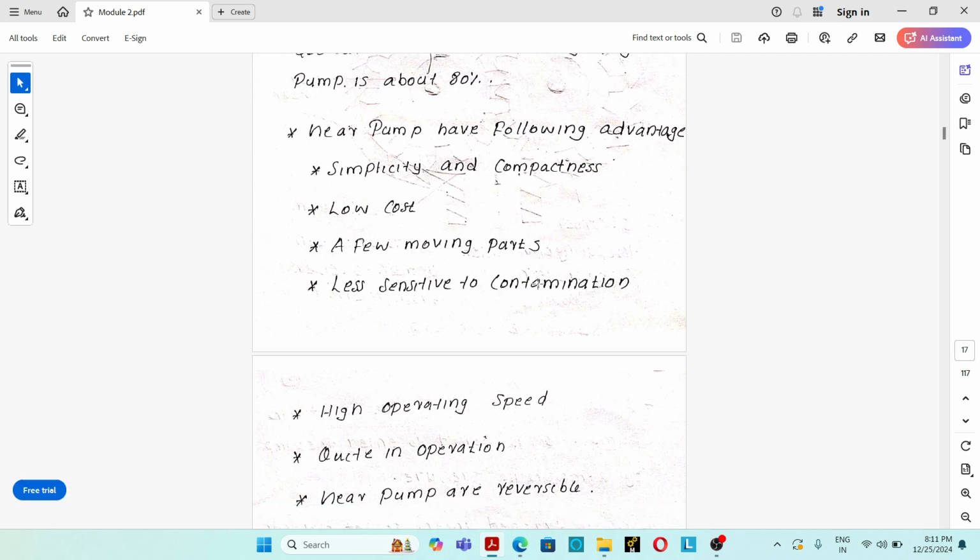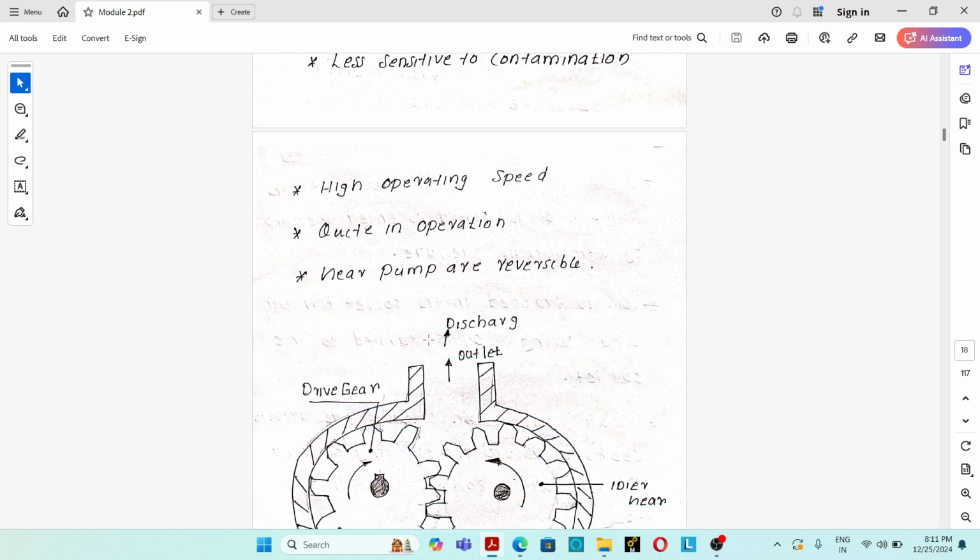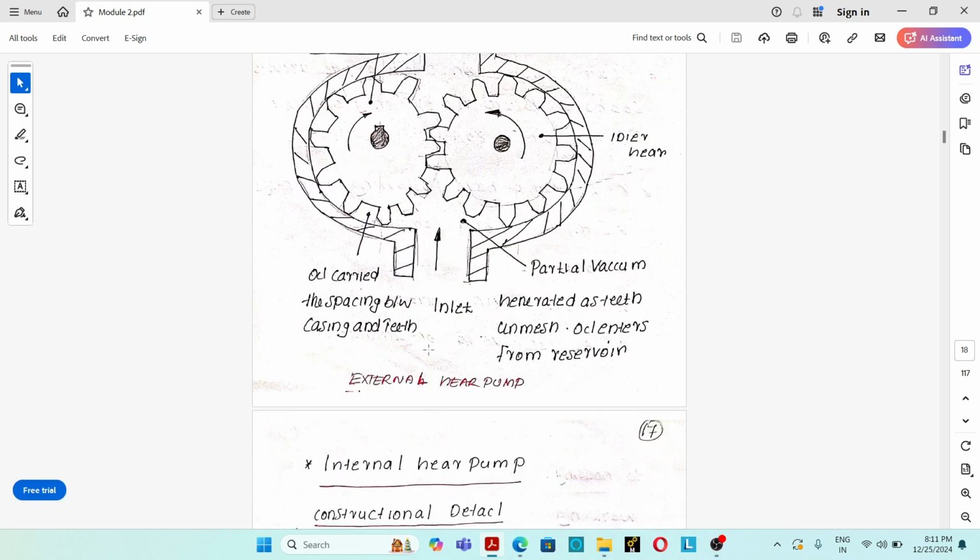So what are the advantages of an external gear pump? Simplicity and compactness, low cost, few moving parts, less sensitive to contamination, high operating speed, quiet in operation, and gear pumps can be rotated in reverse. So these are the construction features and working of an external gear pump.